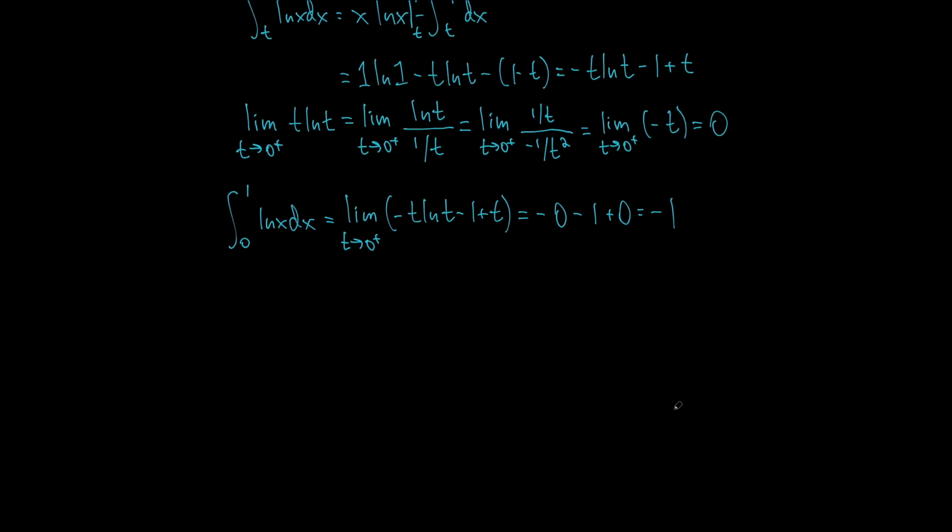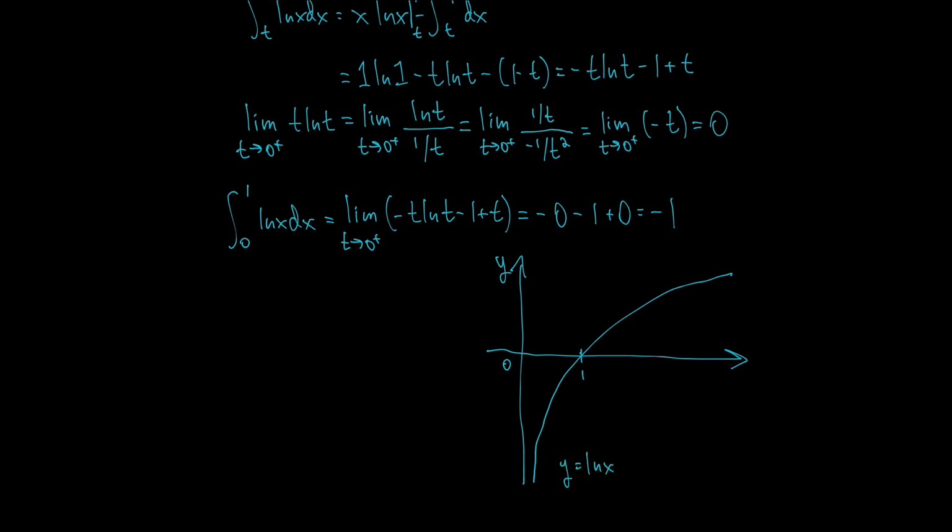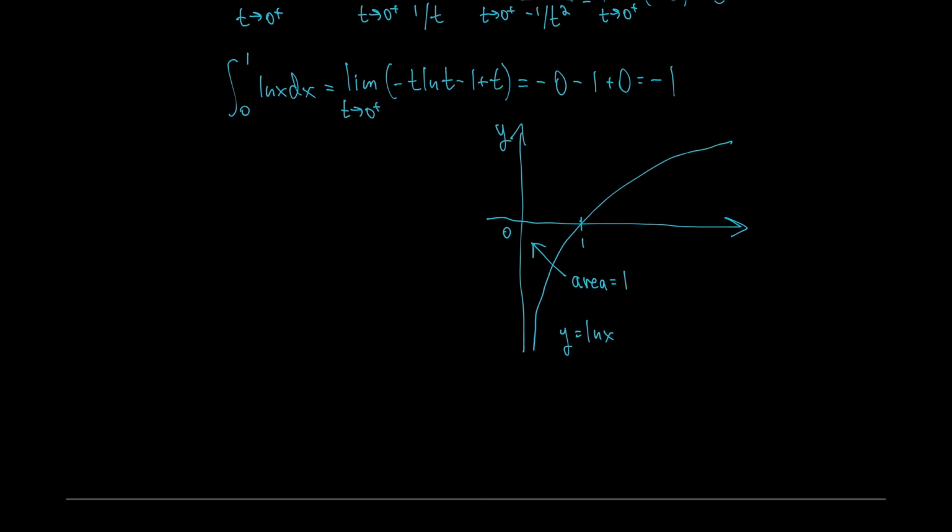So that's pretty cool. That means that if we look at the graph of the natural log, so here's the graph of the natural log, here's 1. It's y equals ln x. This area over here is exactly equal to 1. Neat. Oh, I forgot my x.